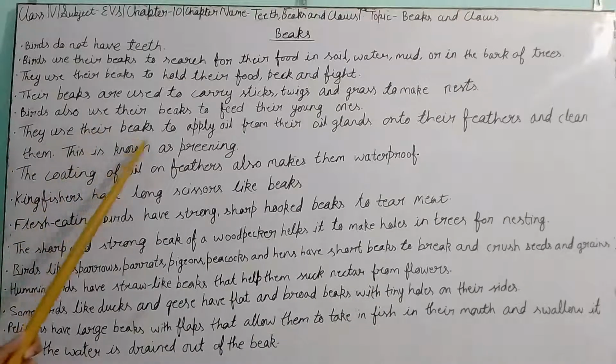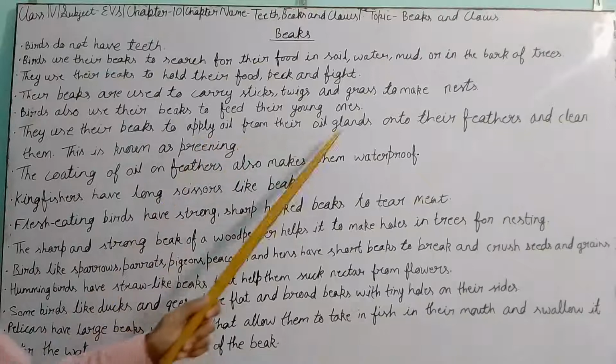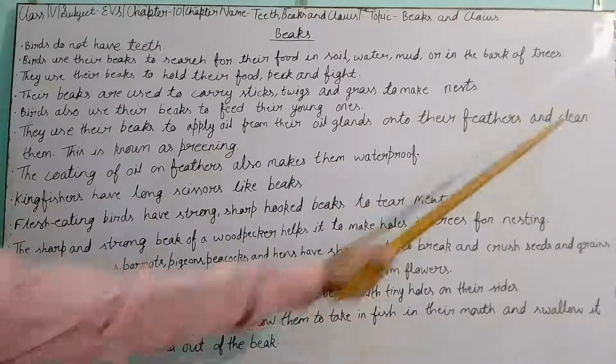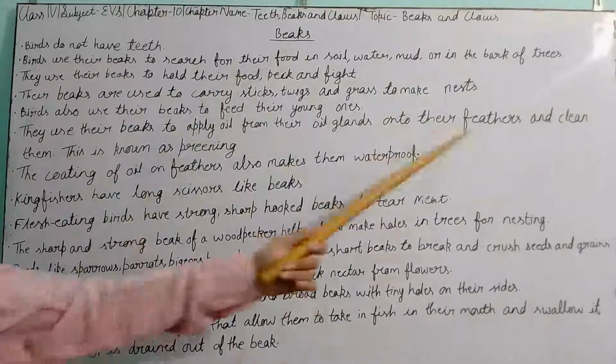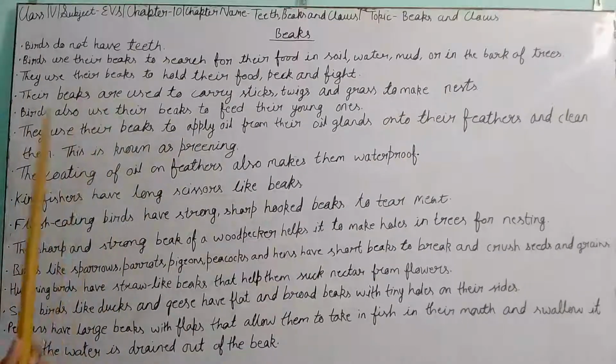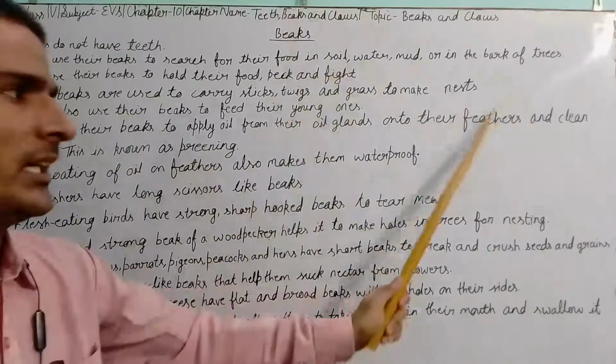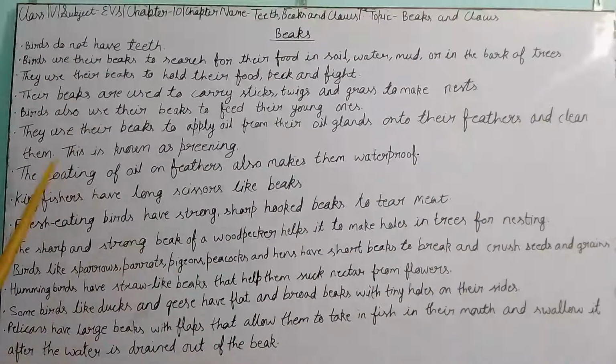They use their beaks to apply oil from their oil glands onto their feathers and clean them. They use their beaks to take the oil from the oil glands that are present in their body, and with the help of these beaks they apply that oil on their feathers, and also they use their beaks to keep their feathers clean. This is known as preening.